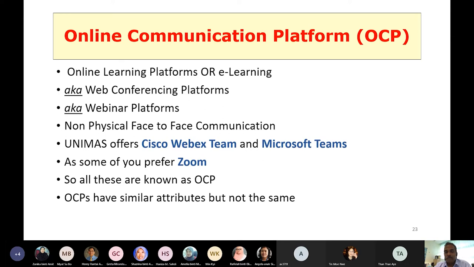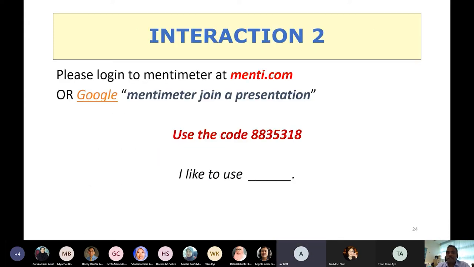Now, all OCPs are good. We are able to communicate with our participants. They have similar attributes, but they are not the same. Some of them have got some shortcomings. Some of them have different attributes. The way they place the graphic user interface is slightly different. So you need to venture and look for the particular place where you want to go.